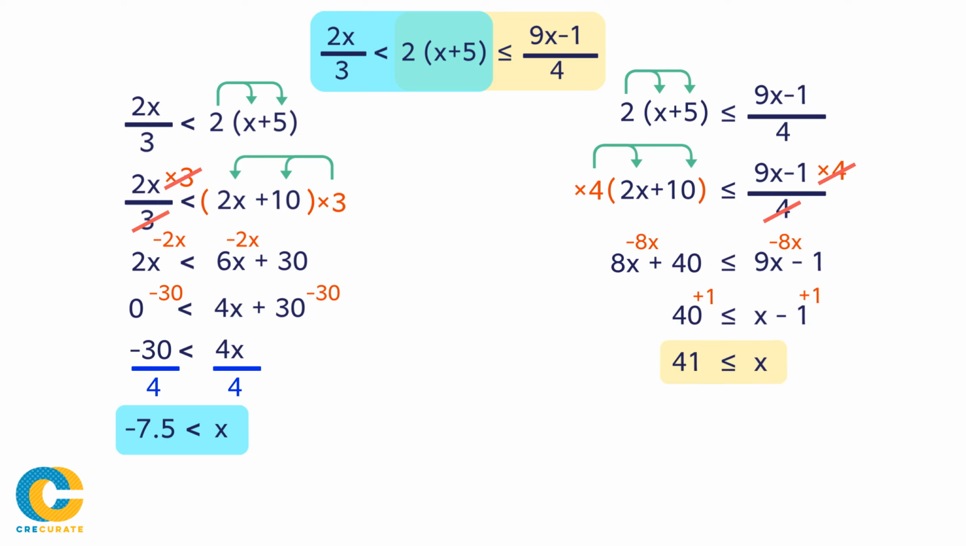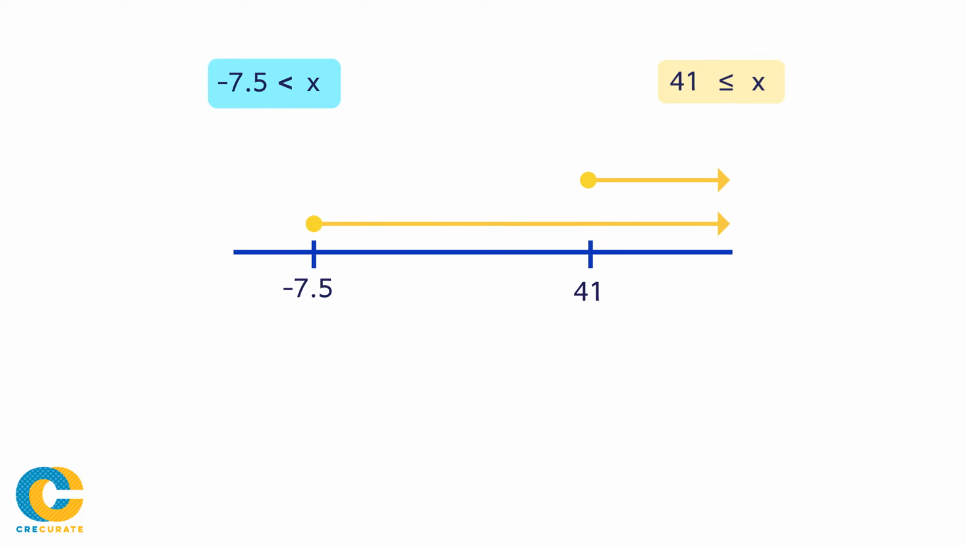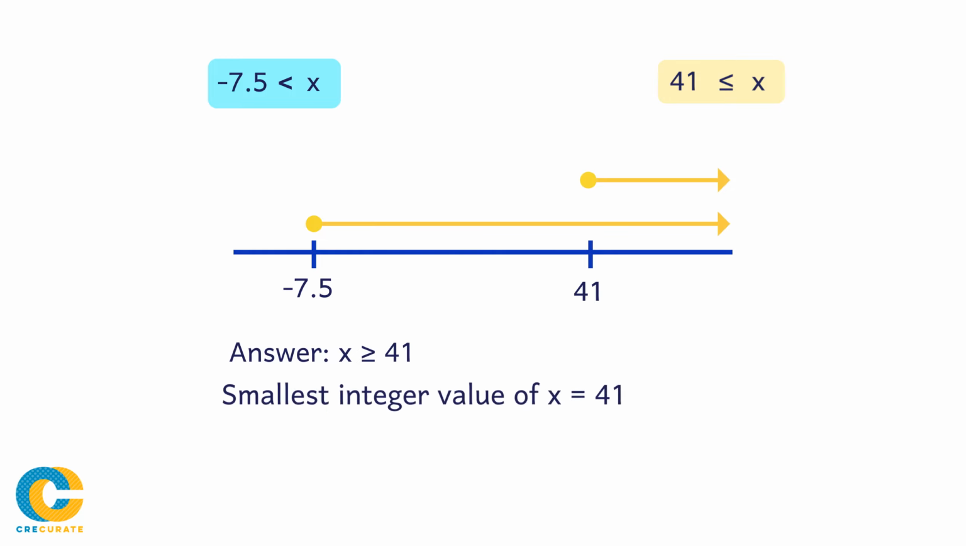Now that we have two sets of inequality in x, we represent this information on a number line. Notice that the two number lines overlap. This means that our final answer is x greater than or equal to 41, and so our smallest integer value of x is 41.